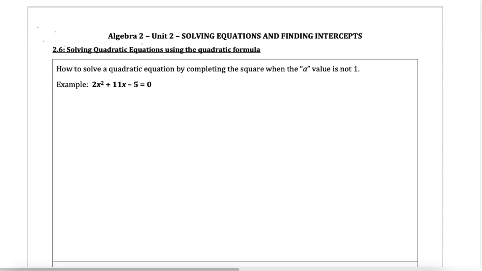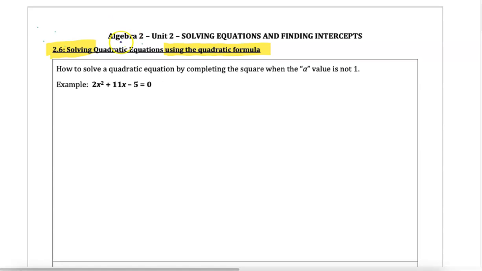Welcome students to our video notes lesson for section 2.6 from unit 2, where in this lesson we're going to learn the third and final method for solving a quadratic equation. And that third and final method is using a formula that we refer to as the quadratic formula.